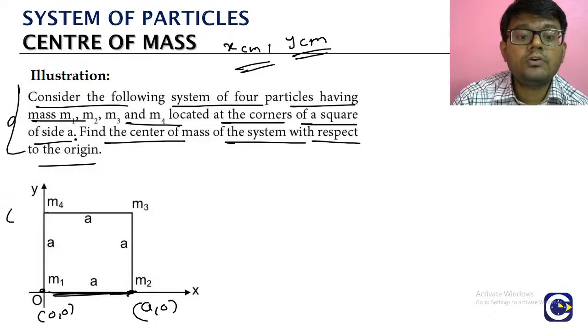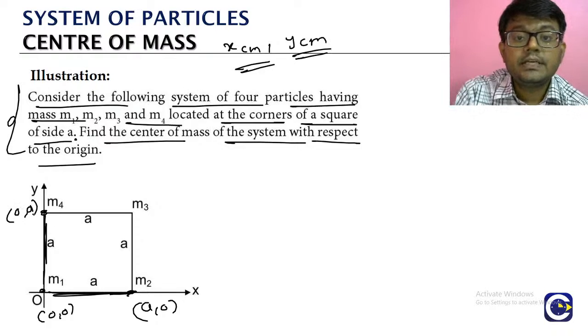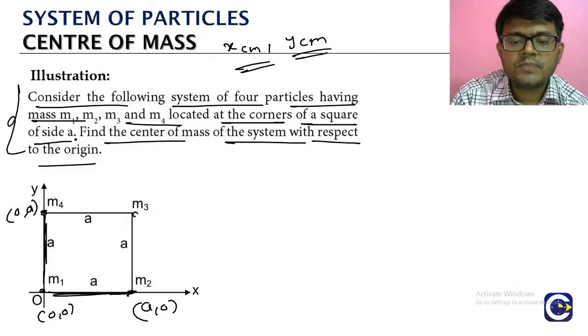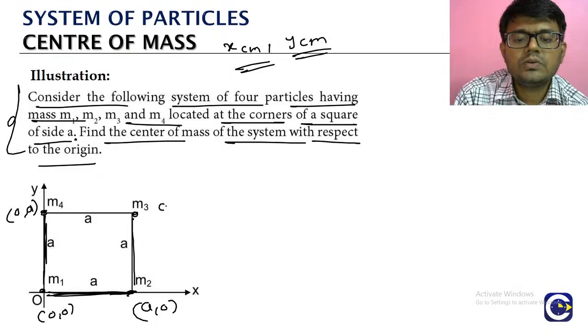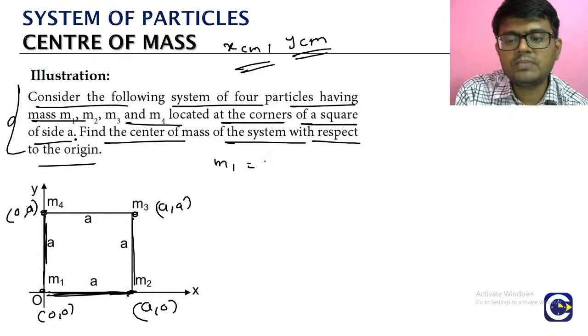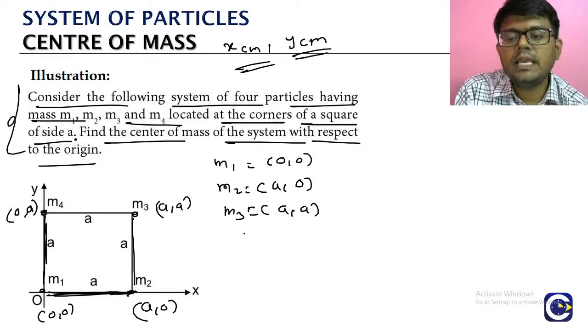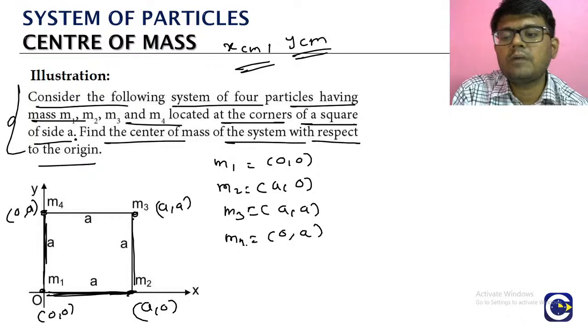What about m4? m4 is on the y-axis. This distance is a, right? So its x coordinate will be 0. Now what about m3? m3 will have coordinates a, a. So just write them down. m1 is 0, 0. m2 is a, 0. m3 is a, a. m4 is 0, a.